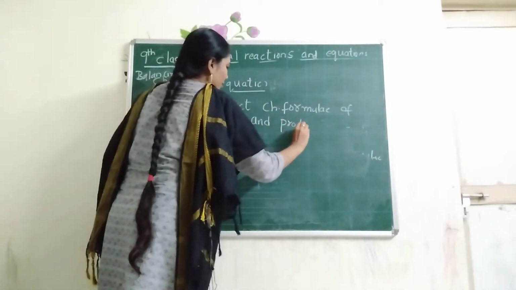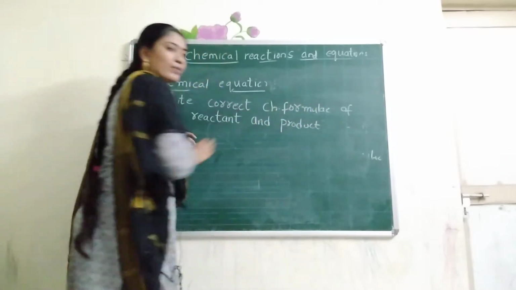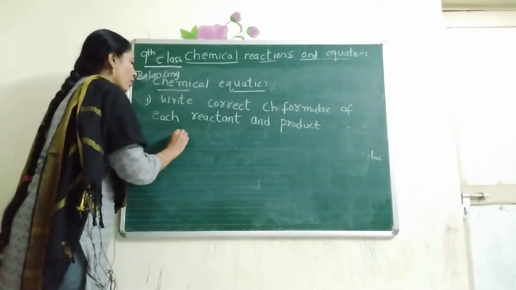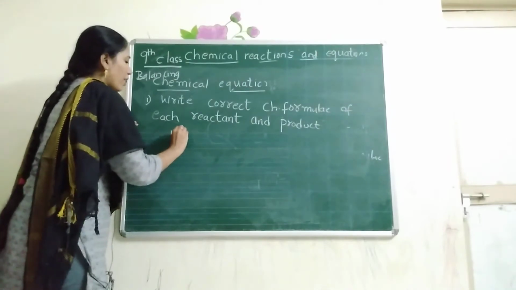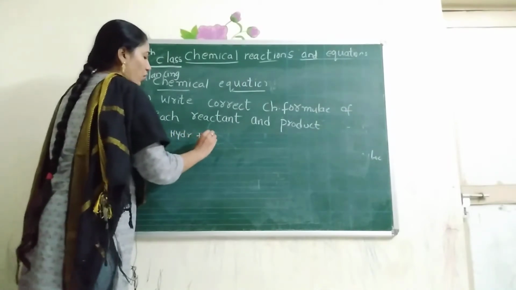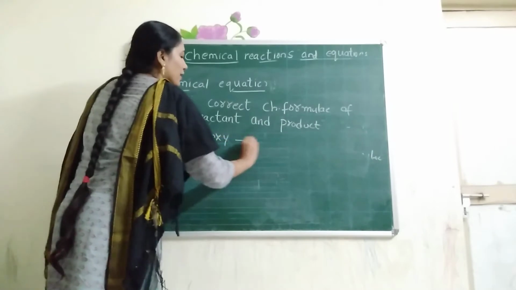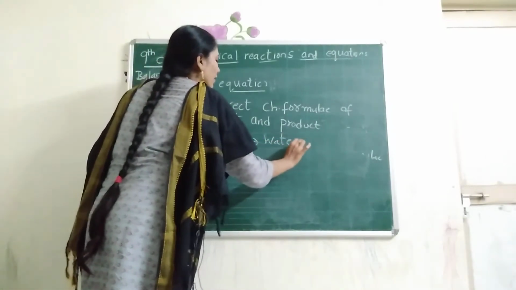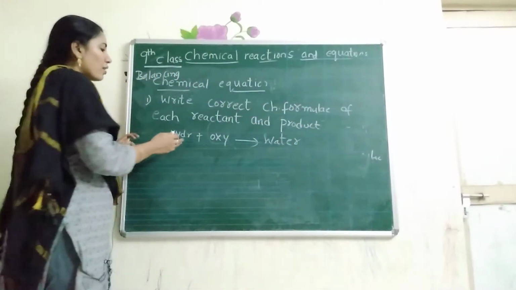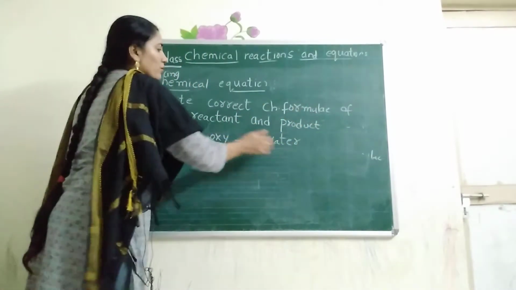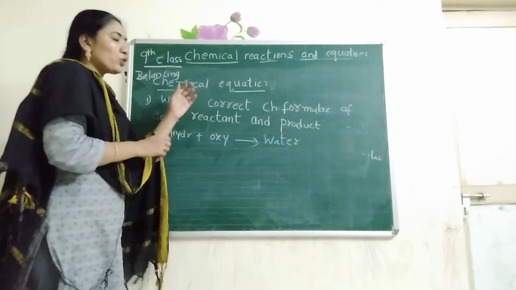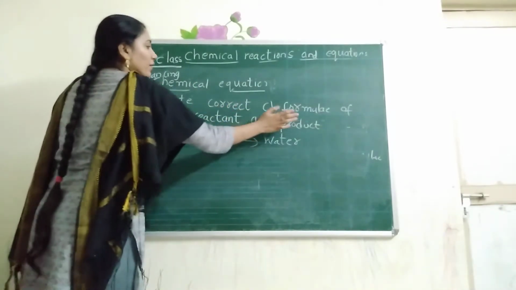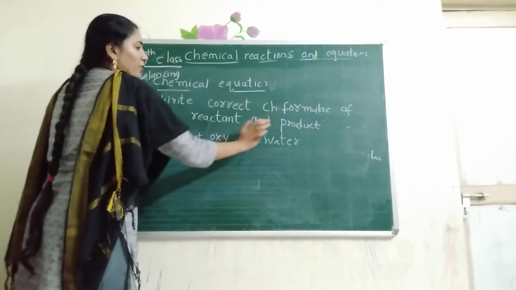I will explain this with an example. Here I am saying hydrogen is reacting with oxygen and it gives water. This is a chemical reaction. Hydrogen reacts with oxygen and forms water. In order to balance a chemical equation, first of all you have to write the correct chemical formula of each reactant and product.